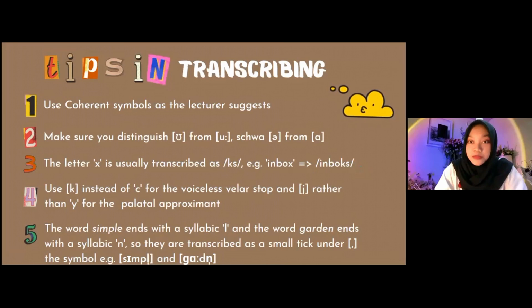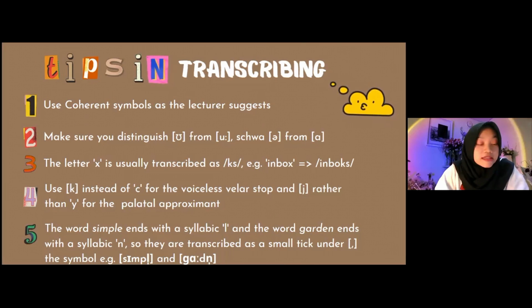I'm Berlian Putri Surga and my student number is 207. I'm going to explain about some tips in transcribing. The first tip is to use coherent symbols as the lecturer suggests. Because of the rather large difference in British and American schools, use pronouncing dictionaries to make sure that the dictionary uses the same set of phonetic symbols.